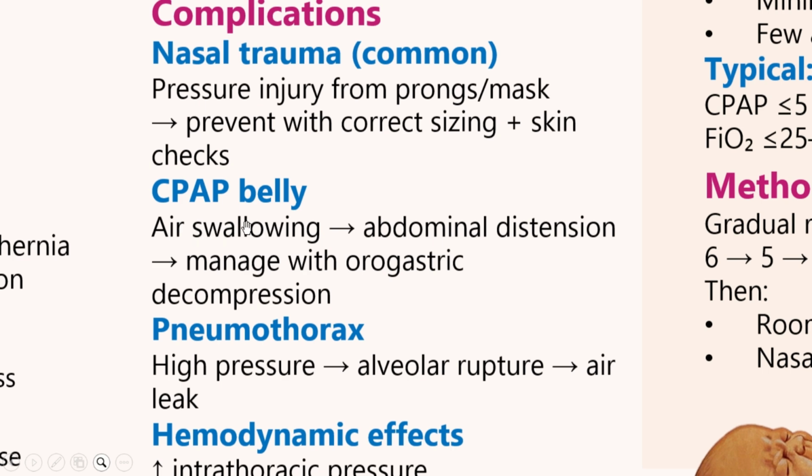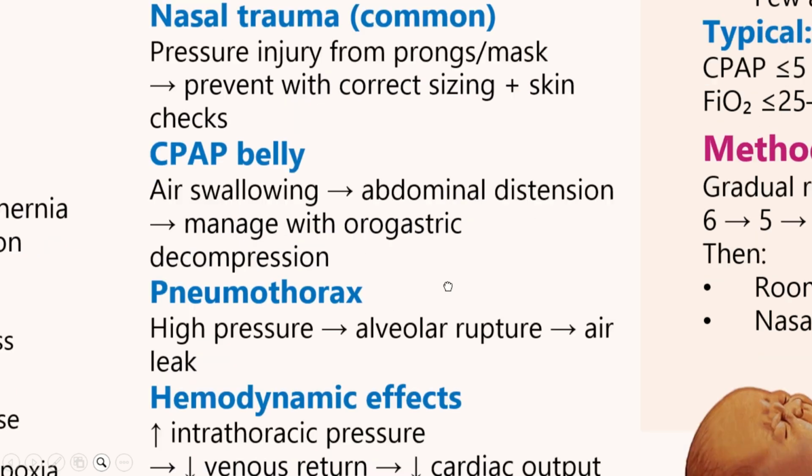When you put this tube in the nose, it's not going to choose where to go. It can go through the esophagus, it can go through the trachea, and this can cause abdominal distension. Most of the time we manage this with an orogastric decompression. So a tube is passed through the mouth and then to the stomach, and it will try to decompress this neonate.